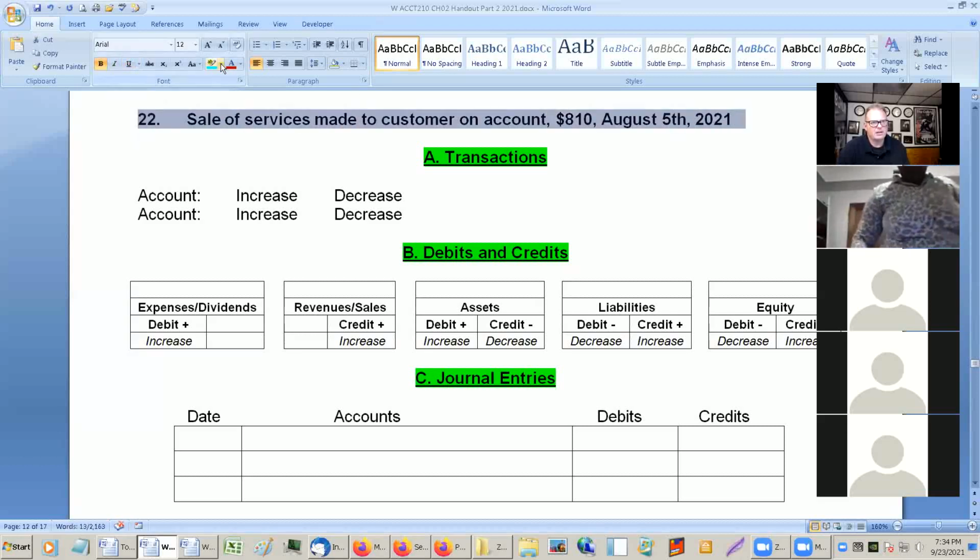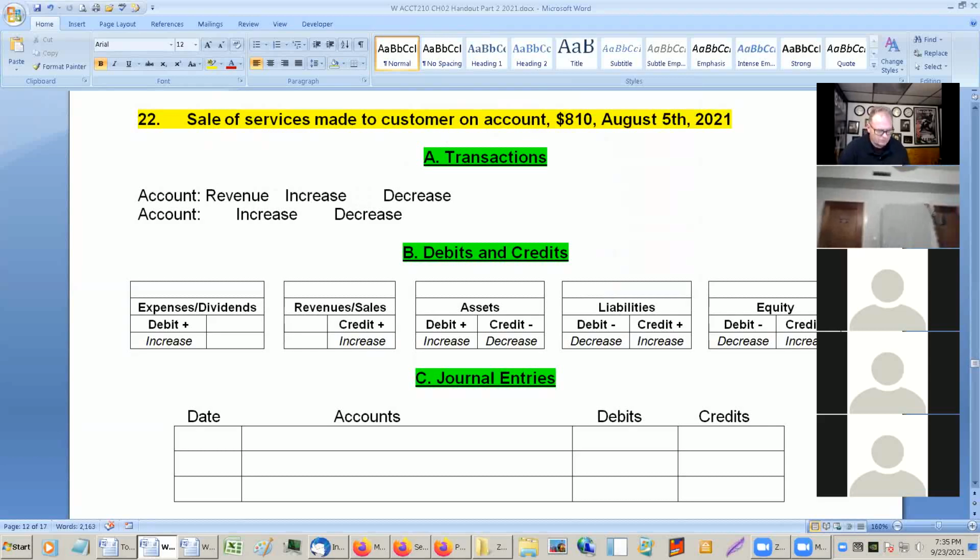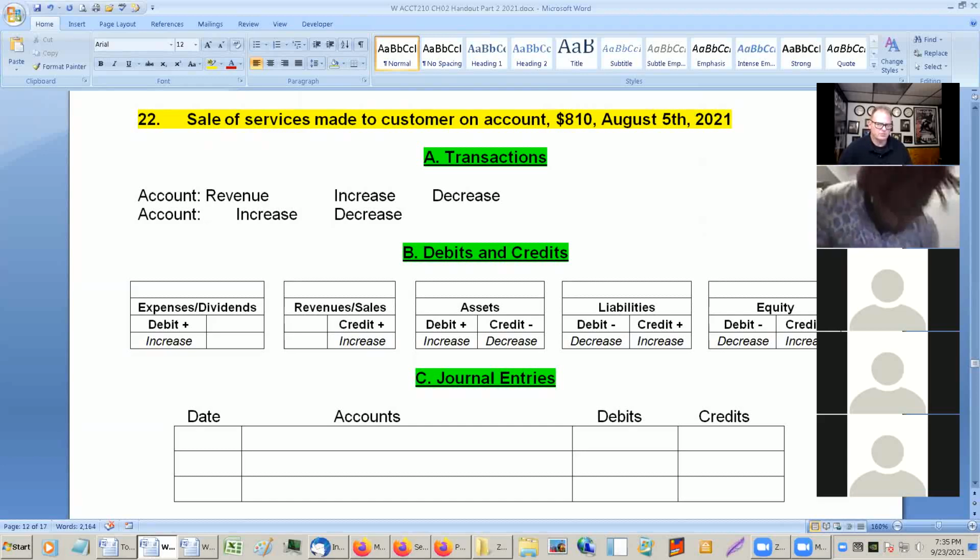Again, it's similar to the one we just did. So we made a sale to a customer on account. We did the work, whatever it was, and added it to their account. They owe us $810. So it's revenue. Good. And it doesn't say that we actually collected it. So what's going to be on the other side, probably? We didn't collect, so receivable. Accounts payable or accounts receivable? Receivable. Well, we didn't get it yet, right? So it'll be accounts receivable.